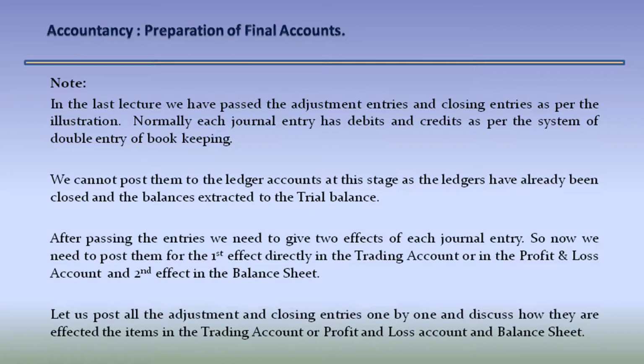After passing the entries, we need to give two effects of each journal entry. So now we need to post them for the first effect directly in the trading account or in the profit and loss account, and the second effect in the balance sheet. Let us post all the adjustment and closing entries one by one and discuss how they affect the items in the trading account, profit and loss account and balance sheet.